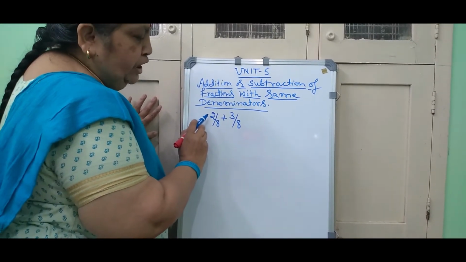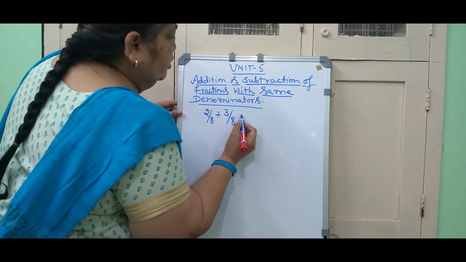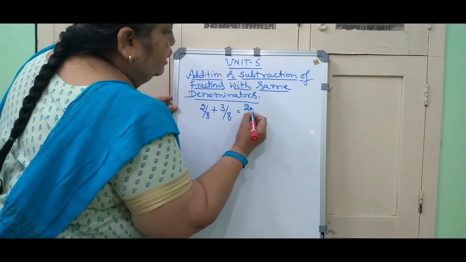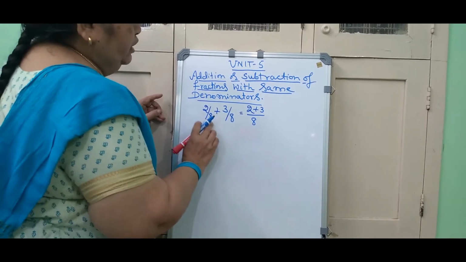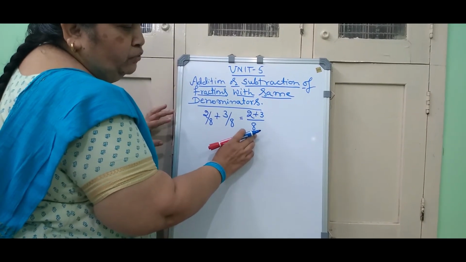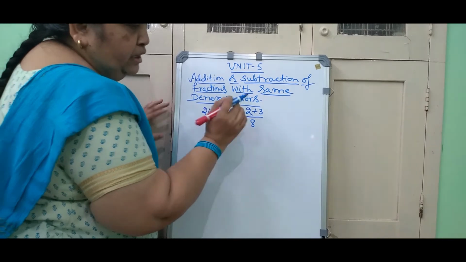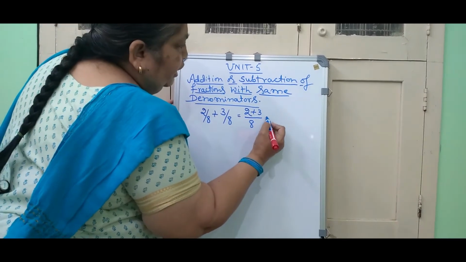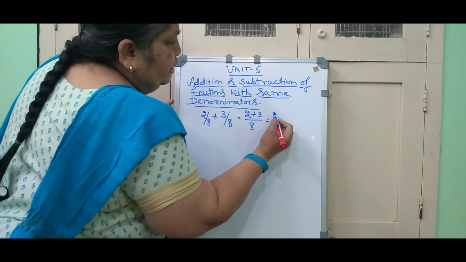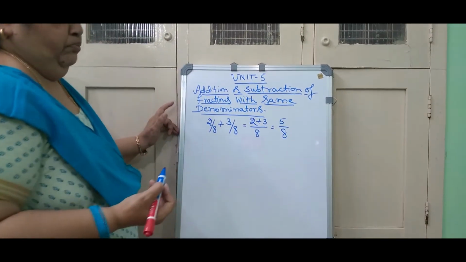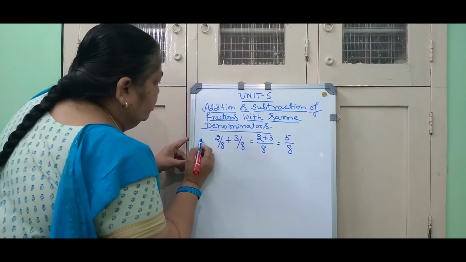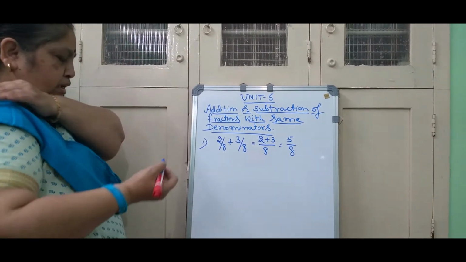So, now we are going to take these numerators together. 2 plus 3 by 8. We are going to write the denominator only once because this is the same number. Now, it is again very simple. You add this 2 plus 3, it will be 5 by 8. So, this is one example I have given.